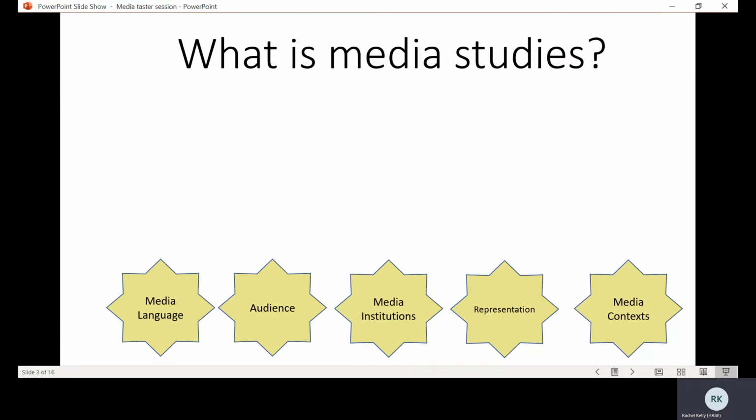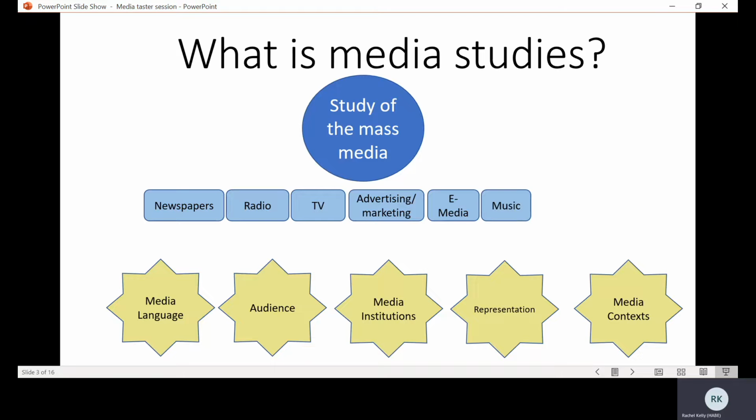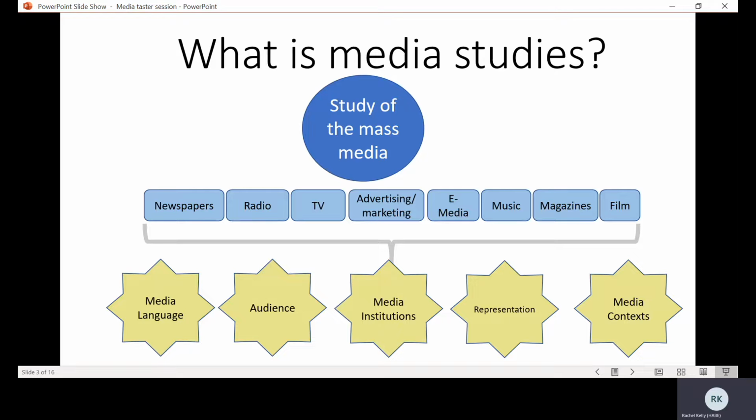So what is media studies? Let's have a little look. It's the study of mass media, and when we refer to mass media, we are referring to newspapers, radio, TV, advertising and marketing, e-media, so that's social media and online media, music and music videos, magazines and film. So these are the main components of the mass media. And when we study the mass media, we look at the 5 different points at the bottom.